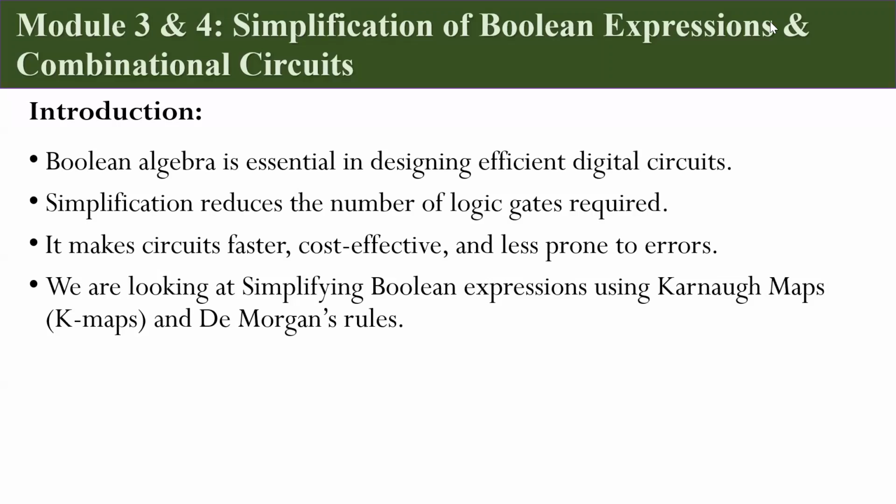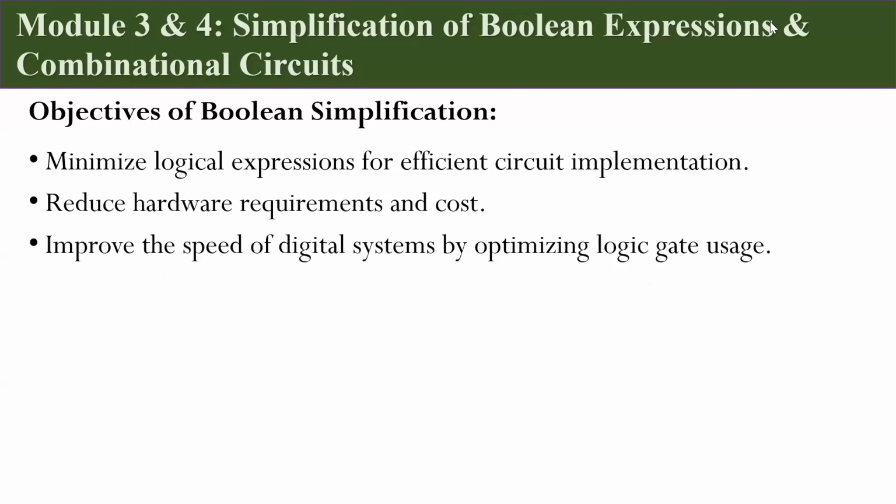The next is when we are simplifying the Boolean expression, what comes to mind are those basic rules that we have talked about, like the De Morgan's rule, and then a Karnaugh map also comes at the center, especially when you have a complex Boolean expression to actually minimize, okay? Now, what are the objectives of this minimization? I've talked about them extensively. Number one is to minimize logic expressions for efficient circuit implementation.